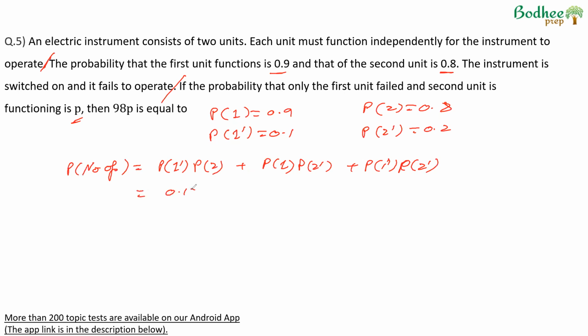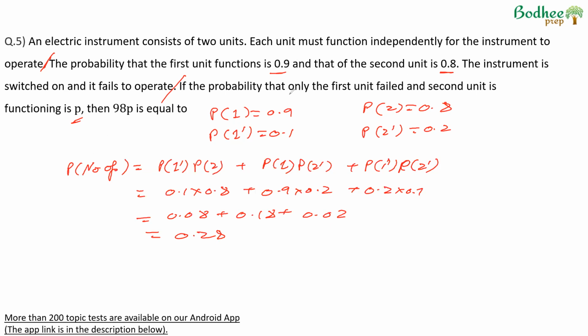This becomes 0.1 into 0.8, 0.9 into 0.2, 0.2 into 0.1. This is 0.08 plus 0.18 plus 0.02, so 0.28. This is the probability of no operation.